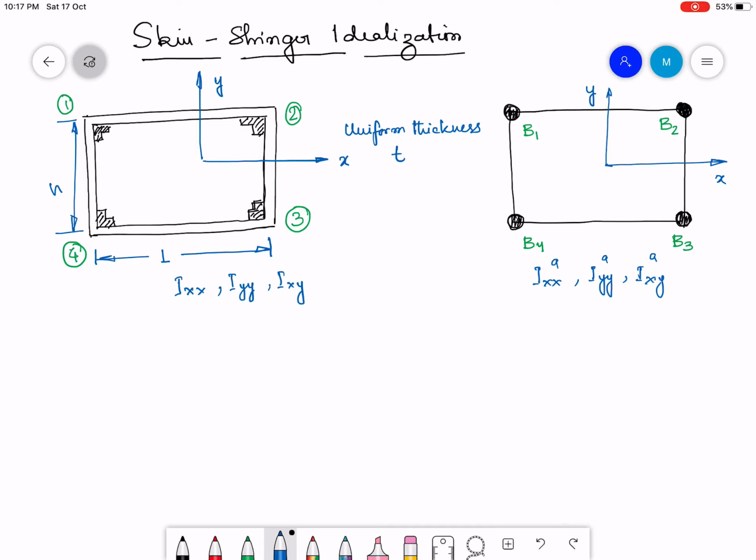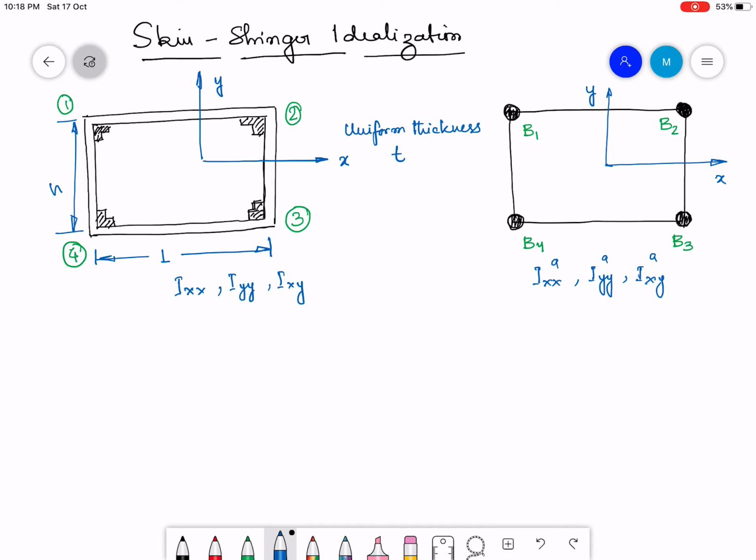So today we are going to continue the topic on skin stringer idealization. Let me start with a brief recap and proceed to the more complex cases of structures which can be idealized as a skin stringer configuration.